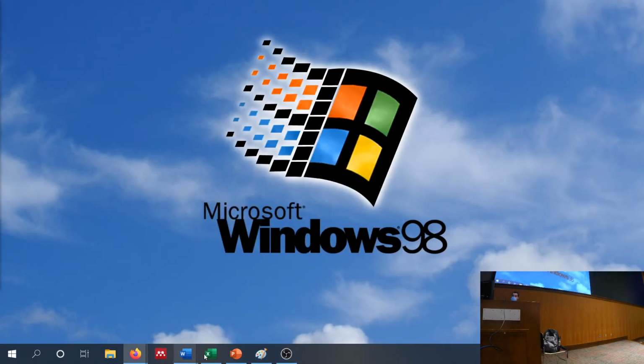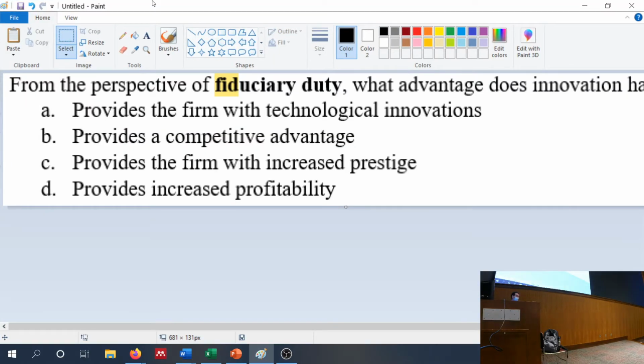Let me give you guys a quick question. I like, especially for the first exam, to kind of see what the format will be. So this is one of the questions. I believe it's probably one of the tougher questions on the exam. I'll just read it off. From the perspective of fiduciary duty, what advantage does innovation have? Now, I think fiduciary duty is something we didn't really talk about in the lectures, something I meant to cover, but no one's perfect, I guess. So I'll go ahead and mention what fiduciary duty is. Fiduciary duty is saying that someone is having to act on the best interest of someone else.